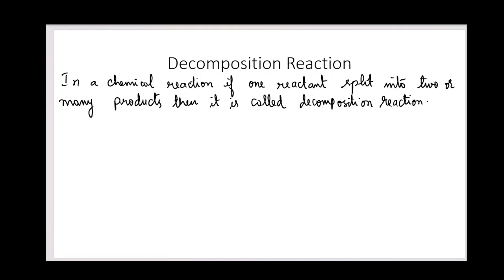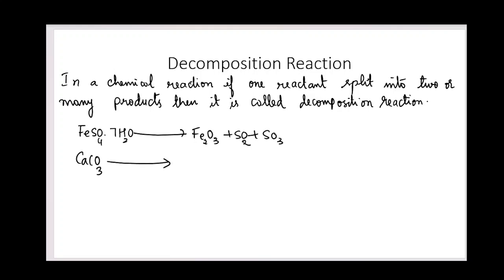Okay, decomposition reaction. An example is ferric sulfate. When it is heated, what happens? We get Fe2O3 plus SO2, sulfur dioxide, and sulfur trioxide. And one more example, calcium carbonate. When it is heated, we get calcium oxide plus CO2, carbon dioxide.